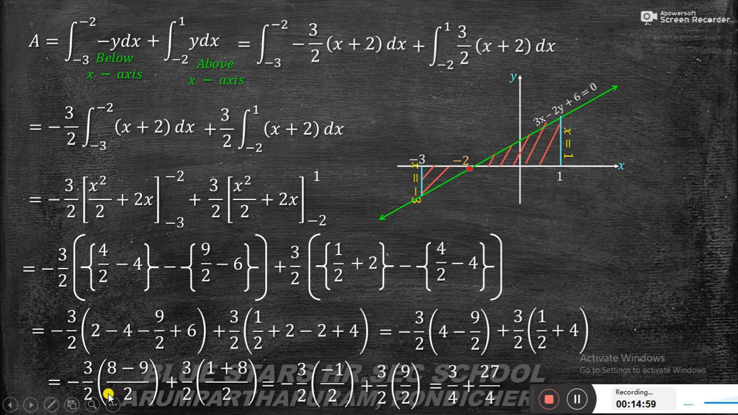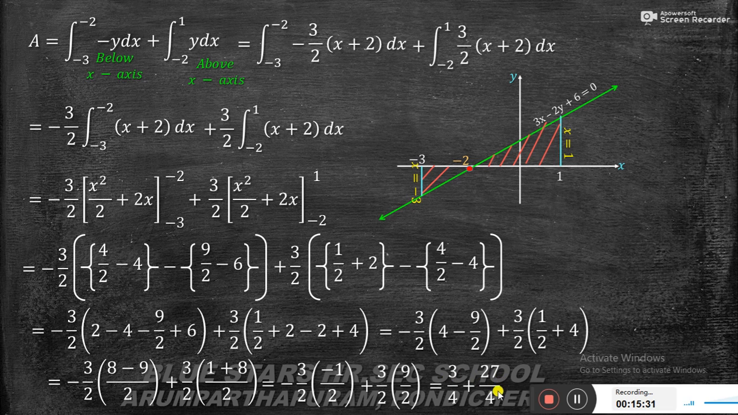So in the next step, minus 3 by 2 into 8, you're just doing the cross multiplication. Minus 9 by 2 plus 3 by 2 into, you're just doing the cross multiplication, 1 plus 2 4s are 8, 8 plus 1, so 1 plus 8 by 2. So in the next step, minus 3 by 2, 8 minus 9 means minus 1 by 2, plus 3 by 2 into 9 by 2 equal to minus into minus plus 3 by 4 plus 9 3s are 27 by 4, 27 by 4. So you see the denominator is same, so we add the numerator.